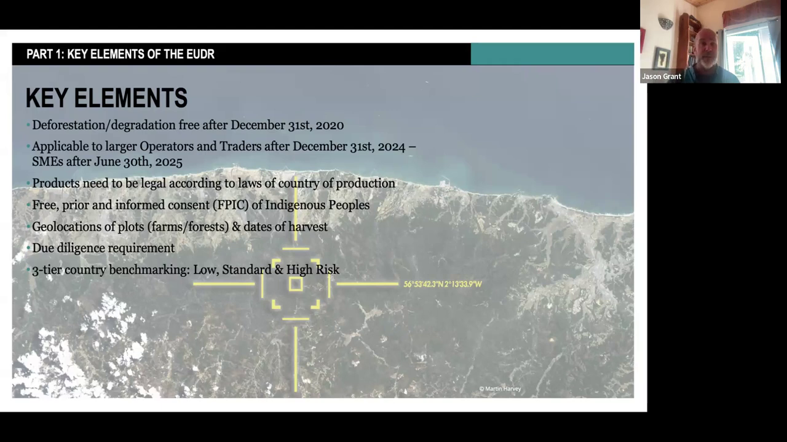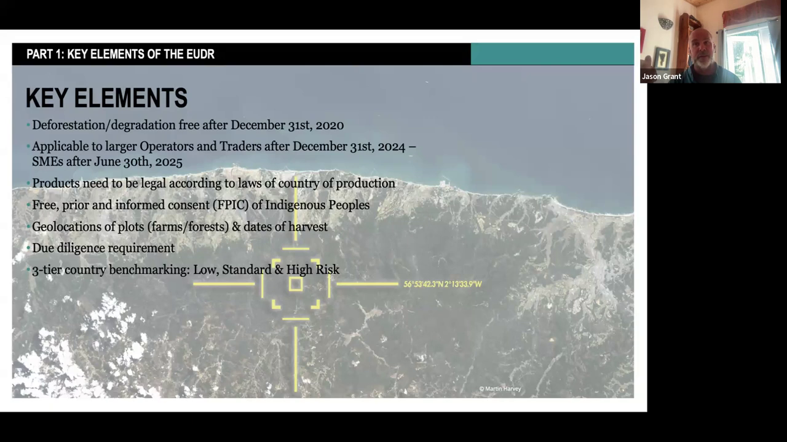I already said products need to be legal. There's a component that it doesn't require in so many words, but it does require a consultation of indigenous peoples who are impacted by the production of the commodities, which is kind of a big deal, and also very complicated as to how you actually do it. But that's in there.